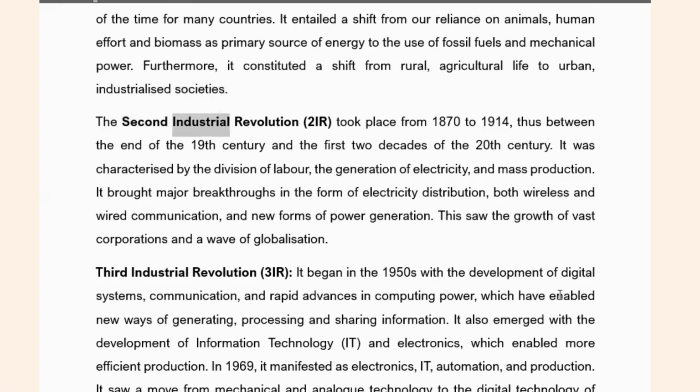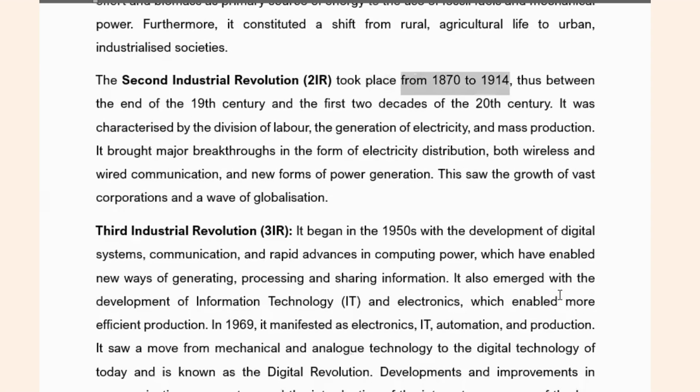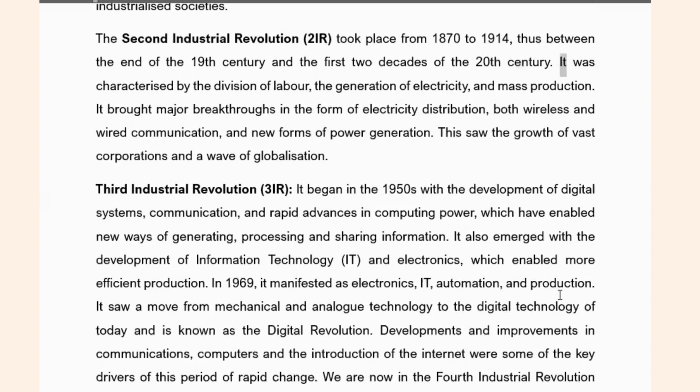The Second Industrial Revolution, 2IR, took place from 1870 to 1914, thus between the end of the 19th century and the first 2 decades of the 20th century. It was characterized by the division of labor, the generation of electricity, and mass production. It brought major breakthroughs in the form of electricity distribution, both wireless and wired communication, and new forms of power generation. This saw the growth of vast corporations and a wave of globalization.